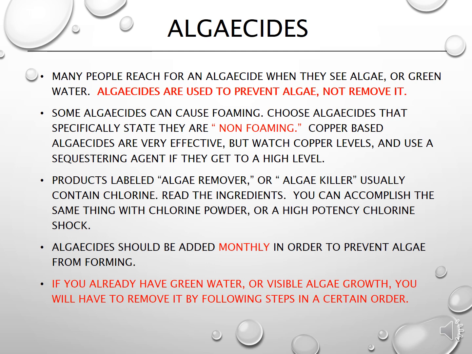You may be able to accomplish the same thing with chlorine powder and at a much less expensive price tag. Algicides should be added monthly in order to prevent algae from forming, and they will not work if they're added less frequently than that. If you already have green water or visible algae growth, you will have to remove it first and then add your algicide to prevent it from coming back. In the following slides, we will show you how to remove algae.